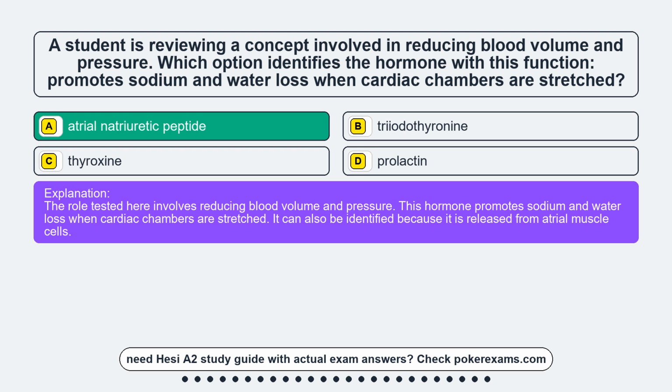The role tested here involves reducing blood volume and pressure. This hormone promotes sodium and water loss when cardiac chambers are stretched. It can also be identified because it is released from atrial muscle cells.